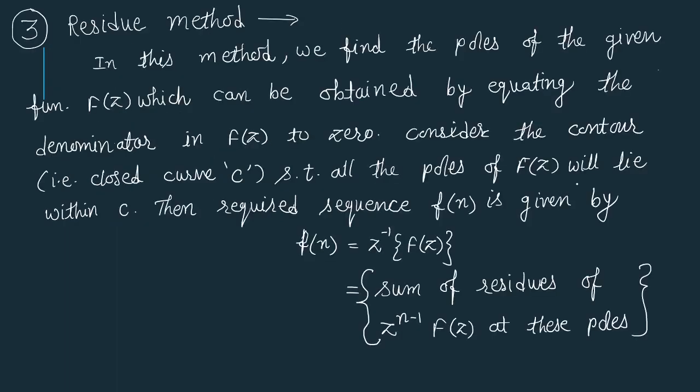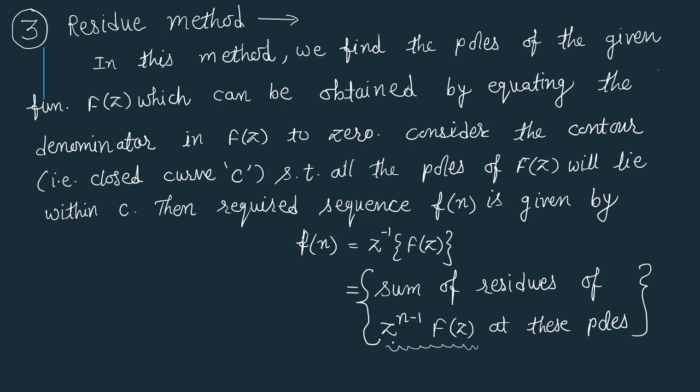For this residue method, we have to find out the value of residues. Now, how do we find the residues? Here in this method, F of z is given. We have to find out the poles of this F of z by substituting the denominator term equal to 0. And we consider that all the poles lie inside the circle, or inside the contour, the closed curve. Then f of n equal to Z inverse of capital F of z equal to the sum of the residues of this term, z to the power n minus 1 capital F of z, at these poles.